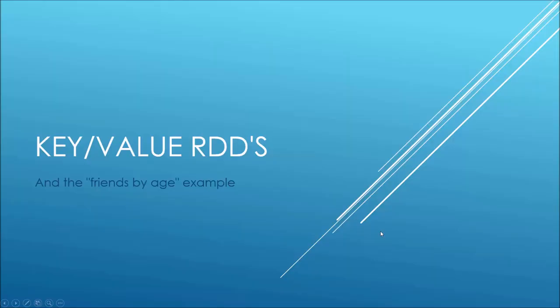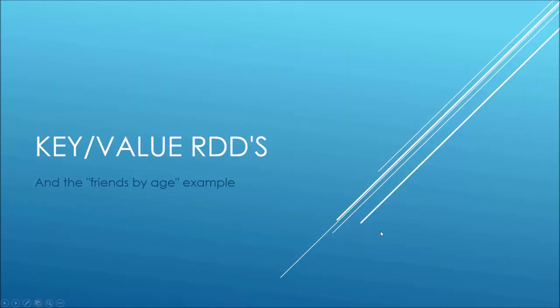So let's walk through an example where we have a fabricated social network set of data, and we'll analyze that data to figure out the average number of friends broken down by age of people in this fake social network. And we're going to use key value pairs in RDDs to do that. So let's cover the concepts, and then we'll come back later and actually run the code.